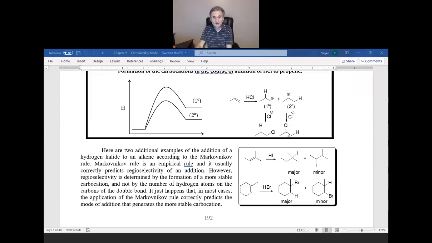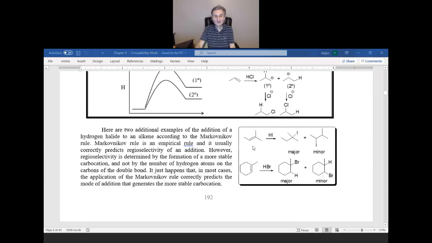If you are given both, then you have to be able to figure out which one is the major, which one is the minor. The one that forms in larger amount is major, the one in smaller amount is minor. And so you can, again, either apply the Markovnikov rule or, even better, consider the reaction mechanism.